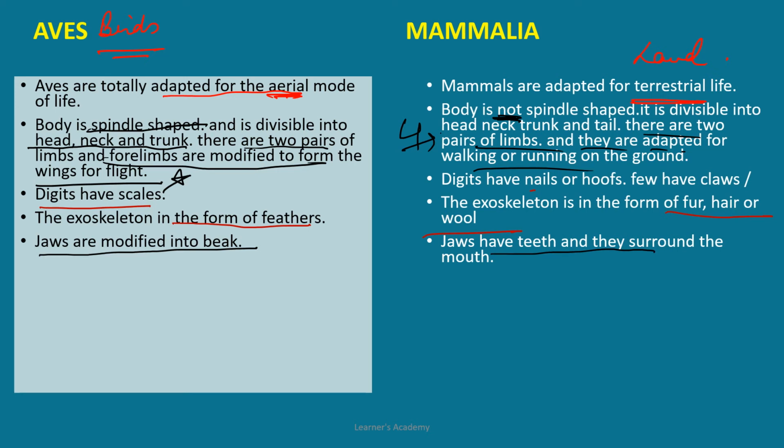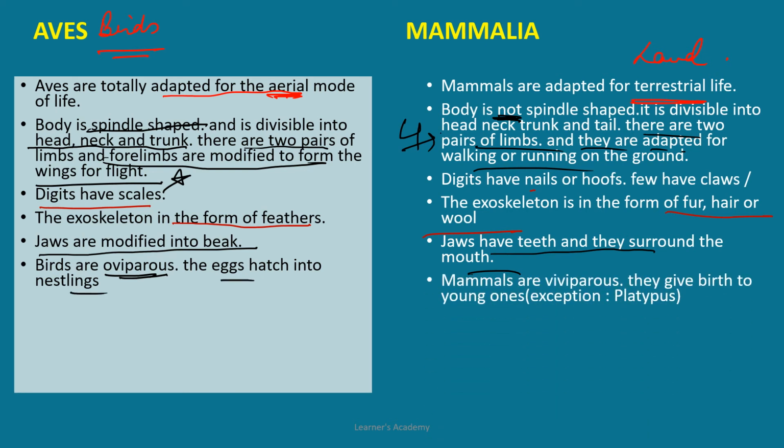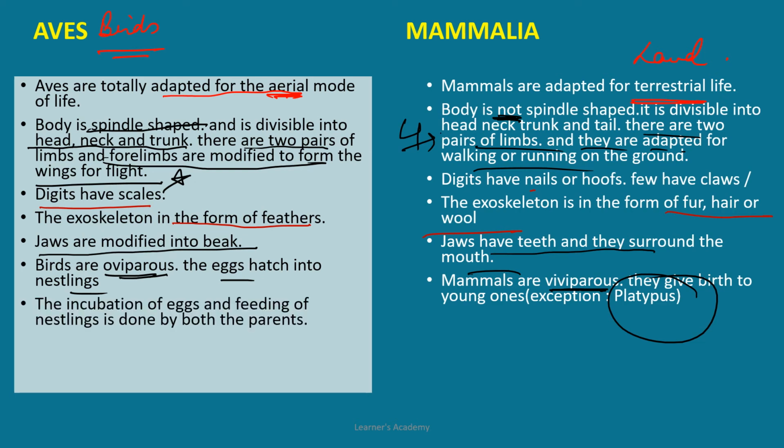All right. Now birds are oviparous, that is they lay eggs and the egg hatches into a nestling. Mammals are viviparous, they give birth to young ones. Exceptions are always there and there is an exception, platypus, that lays eggs. And it's a connecting link also, remember?